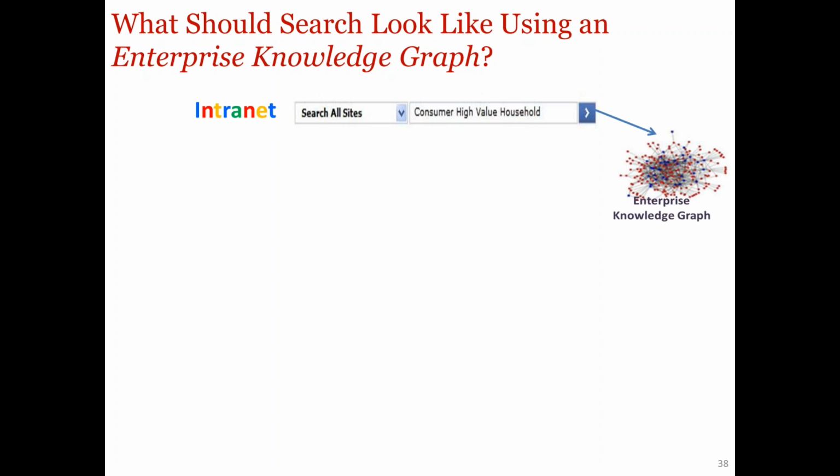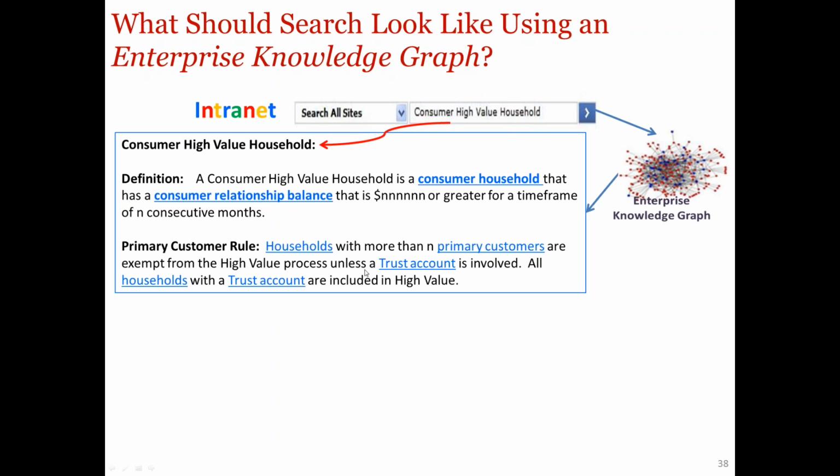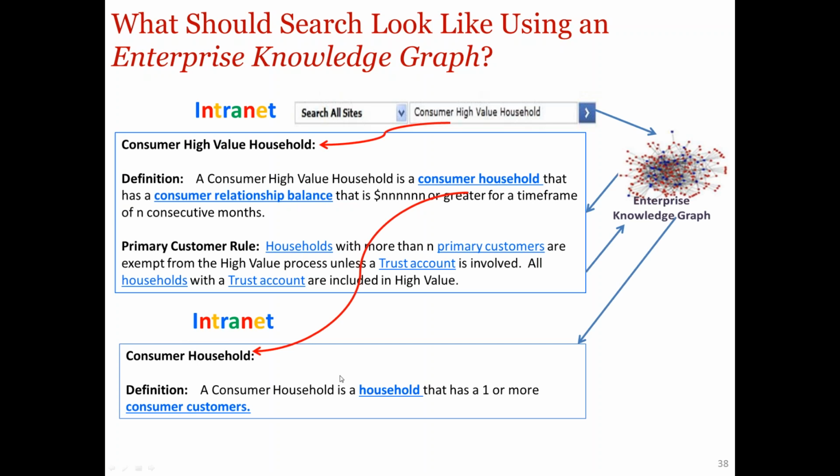Well, by using knowledge graphs, we can query the knowledge graph to ask what is a consumer high-value household. It will come back, just like in Google, with an answer with hyperlinks on some of the concepts. So it'll come back with definitions, and if I want to know what is a consumer household, it'll go back to the knowledge graph and get me that definition. So this is sort of the next step. First, in human-facing knowledge capture, knowledge graphs are going to play a very, very big role in the enterprise.